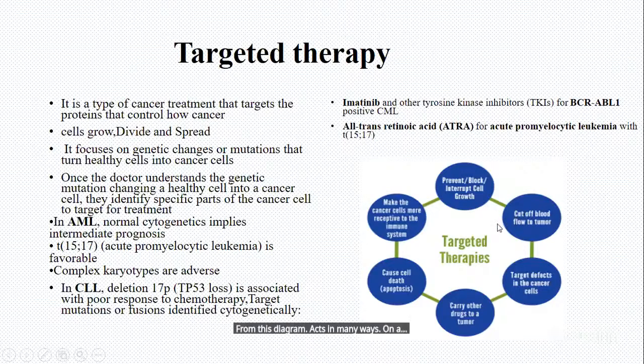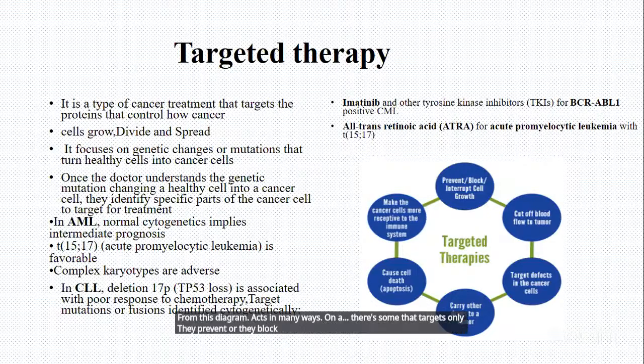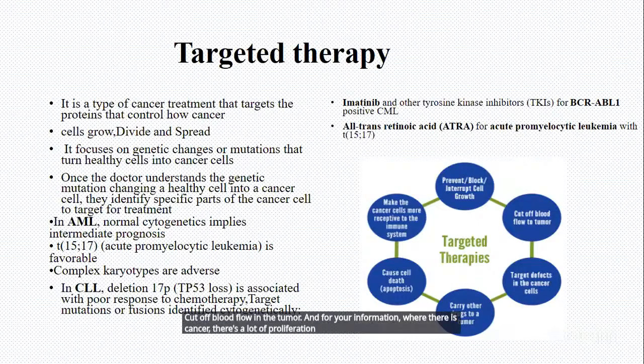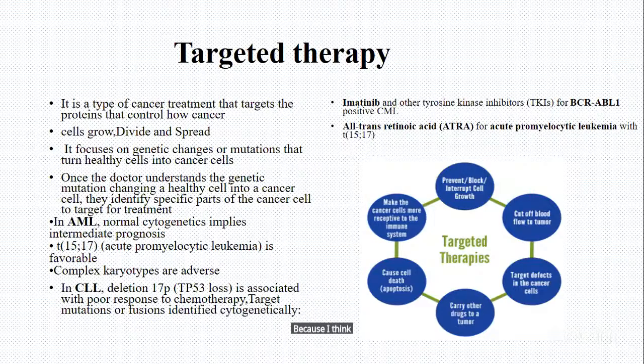There are some that prevent or block cell growth. Others will cut off blood flow to the tumor. And for your information, where there is cancer, there's a lot of proliferation of blood vessels around the tumor, because I think the tumor likes where there's enough blood so that it can grow very fast. So some of the drugs that they give after they have done cytogenetics, they find drugs that can cut off the supply of blood to the tumor.